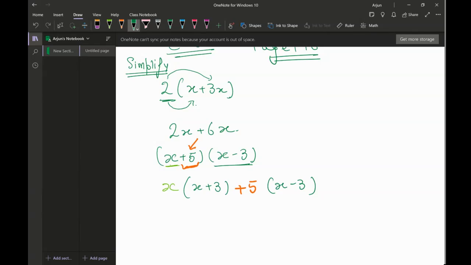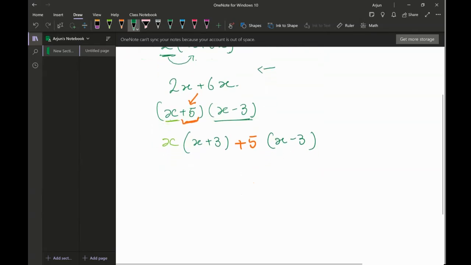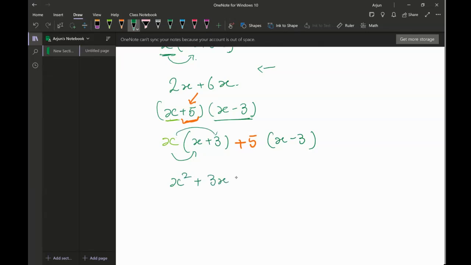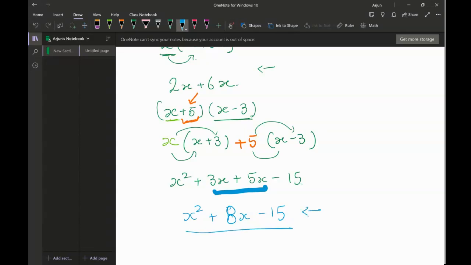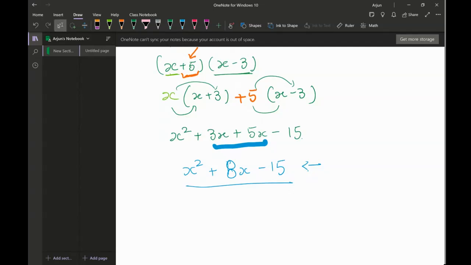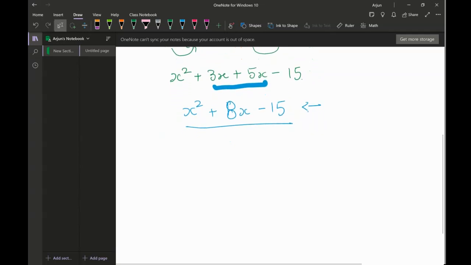Now I'm going to follow the same process which I followed in the previous example. So x times x is x squared, plus x times 3 is 3x, and then plus 5 times x is 5x, minus 5 times 3 is 15. Now I'm going to collect the like terms. These two are the like terms, and this gives me 8x, minus 15, and this is x squared plus the remaining terms. I cannot simplify further because there are no like terms. So this will be my final answer for this question.